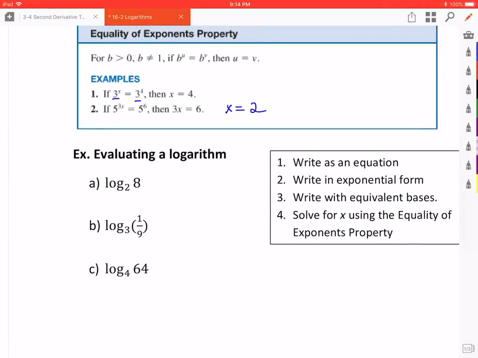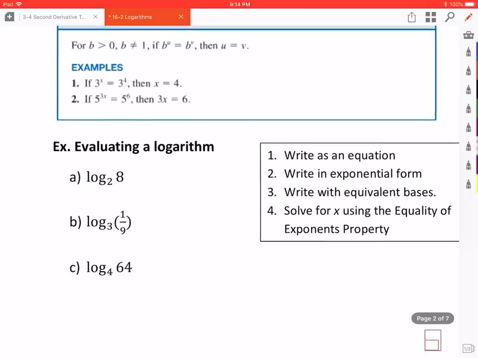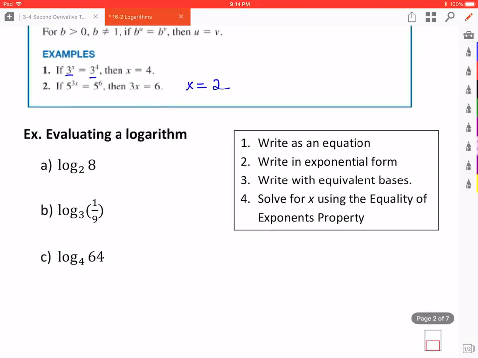All right. Now in order to evaluate a logarithm by hand, we've got 4 steps. First, you write it as an equation. In other words, put it into exponential form. Write with equivalent bases, and then solve for x using the equality of exponents property.